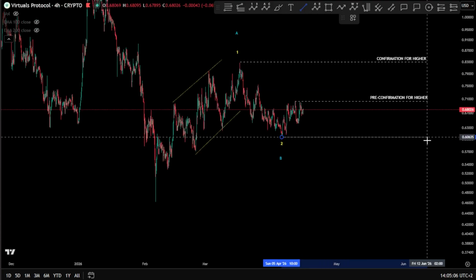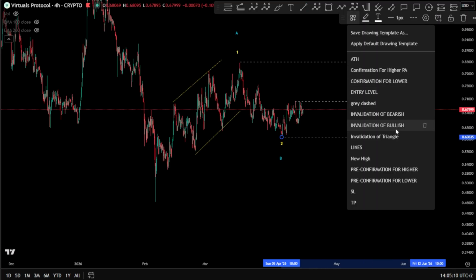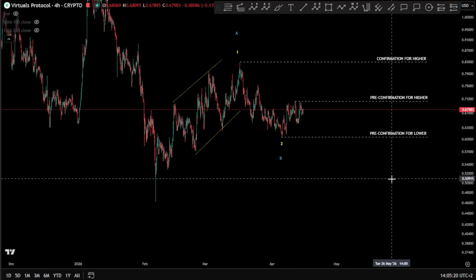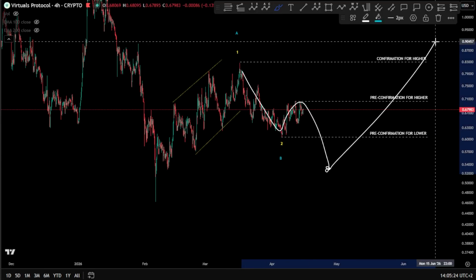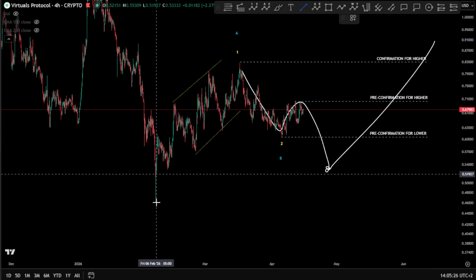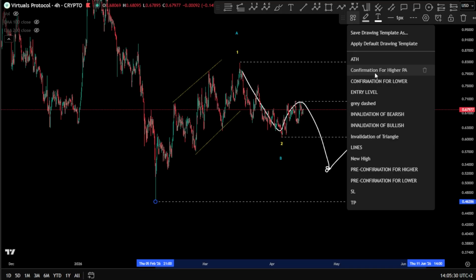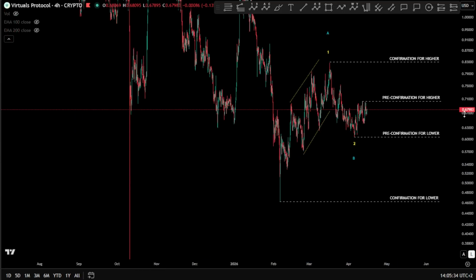Now, of course, confirmation or pre-confirmation for lower here is this one. So I would say confirmation for lower there, and it can be deeper. Why pre-confirmation as well? I'm going to explain, because it can be a deeper wave 2 or a deeper wave B, and then push higher again. But if you take this low here, this is your confirmation for lower, of course. So it's a nice breakout area.